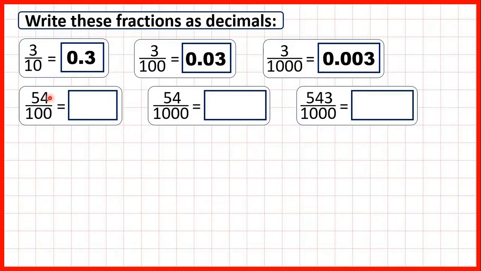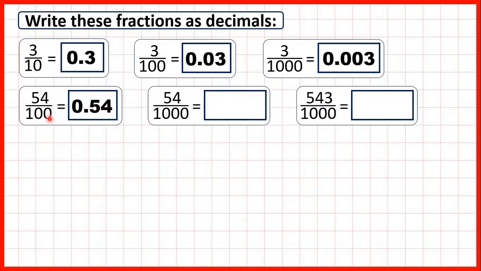Now we have 54 hundredths. The hundredths digit is the second digit after the decimal point, and the denominator of 100 tells us that when we write the fraction as a decimal, we can only have 2 digits after the decimal point. We can't go beyond the hundredths place value column. So 54 hundredths is written as 0.54.